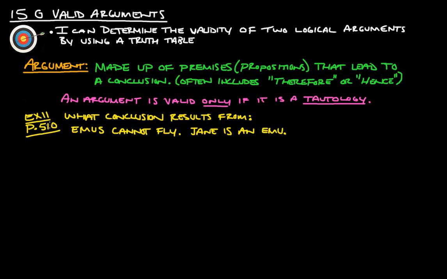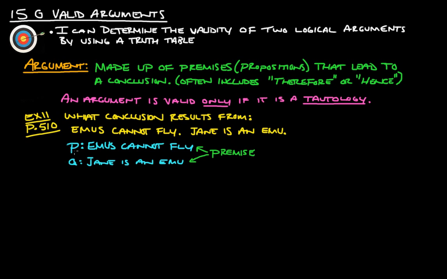With that, let's look at example 11 from page 510. What conclusion results from emus cannot fly and Jane is an emu? So we're going to look at this in our logical way. First off, we have our two premises or propositions. First premise we will say is emus cannot fly, and the second premise is Jane is an emu. Now what we need to do is draw a conclusion.